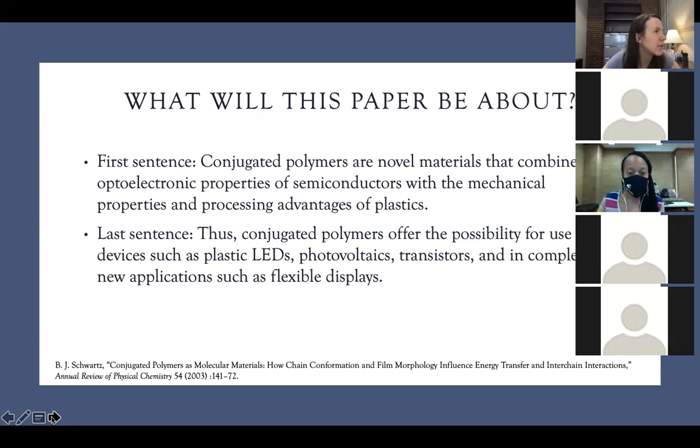In this one, I have the first sentence of the introduction and then the last sentence of the introduction, so we can see how they work together. So in the first sentence from this paper, we have, "Conjugated polymers are novel materials that combine the optoelectric properties of semiconductors with the mechanical properties and processing advantages of plastics." So this paper is talking about exciting new materials for developing plastic optoelectronic materials.